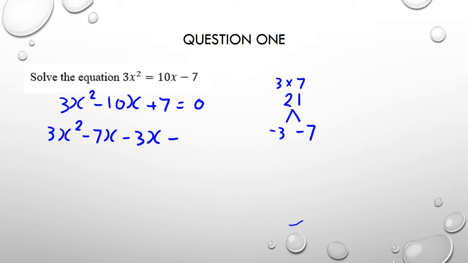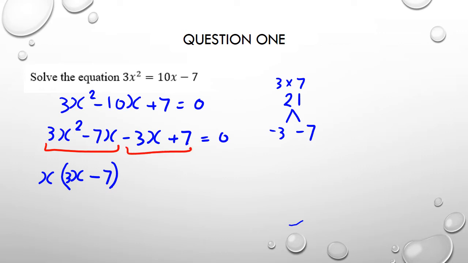3x plus 7 equals 0, and then I will group factorize. So I will take the first two terms and factorize them. The common factor between the first two terms is x, so open bracket, what's left is x minus 7, sorry, 3x minus 7. Then we find the common factor between the second two terms, and then the common factor between the brackets.